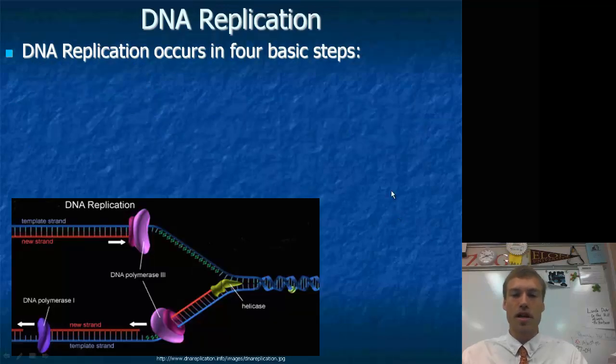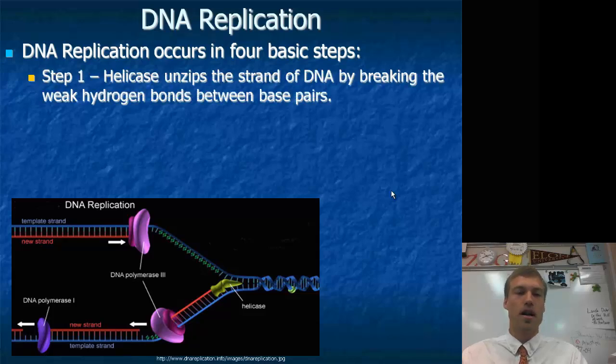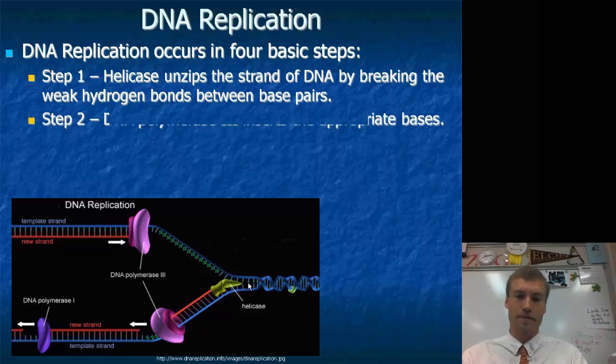So DNA replication occurs in 4 basic steps. Step 1, we've got this protein enzyme, notice the ASE ending. We've got an enzyme that comes along, and it's going to break open, essentially unzip, the hydrogen bonds between the base pairs. This is part of the reason why the hydrogen bonds are so important in DNA. It helps to hold it together, but because they're only hydrogen bonds, we can easily break them apart in order to do replication.